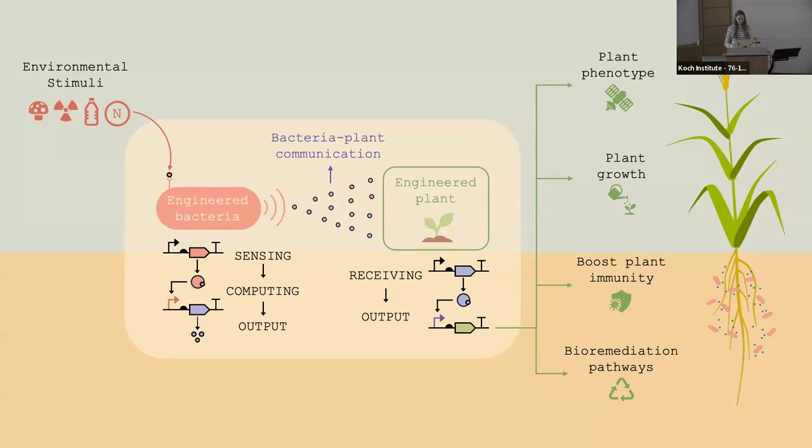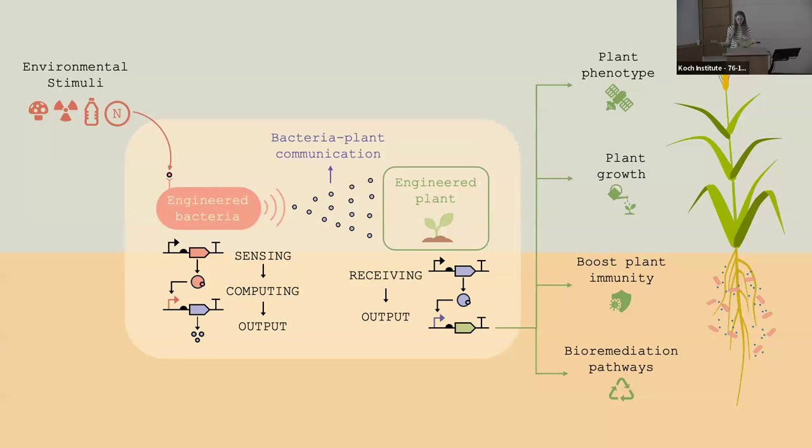In this case, the output will be a bacteria-to-plant communication, so a molecule that will diffuse out of the bacteria and into an engineered plant cell. The reason we're using an engineered plant is so that no other plant will be able to detect the signal, only the plant that we're interested in. And so upon receiving the signal, the plant will produce an output. This output can be quite varied.